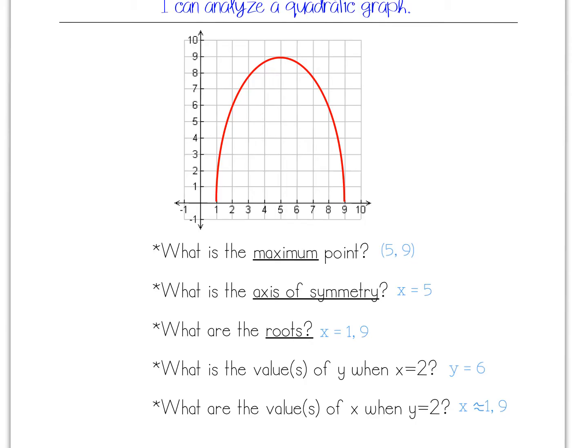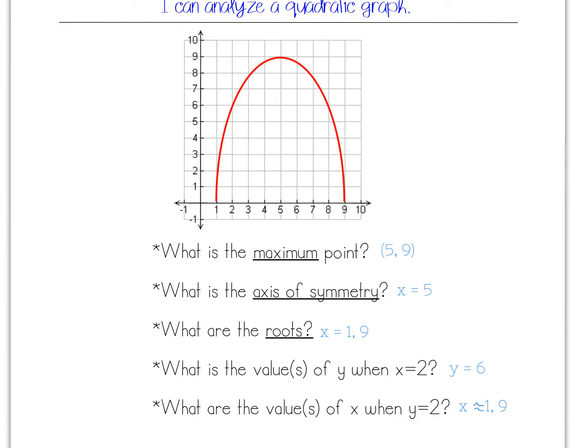Alright, so hopefully you were able to get the following answers. The maximum point, we also call it the vertex, is at 5, 9. The axis of symmetry is that line that goes down the middle, so it's when x equals 5. The roots are at 1 and 9. And the value of y when x is 2, so I go up from x is 2 up to the quadratic and y is 6.